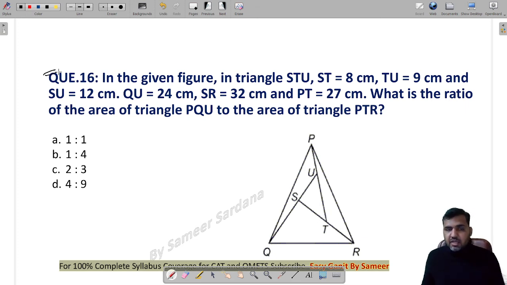Look at the question now. It says that in the given figure is a triangle STU. ST is given to us as 8 centimeter. TU is given to us as 9 centimeter. SU is given to us as 12.